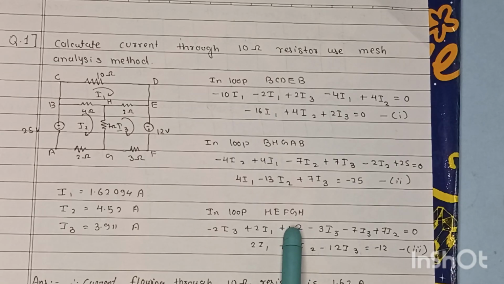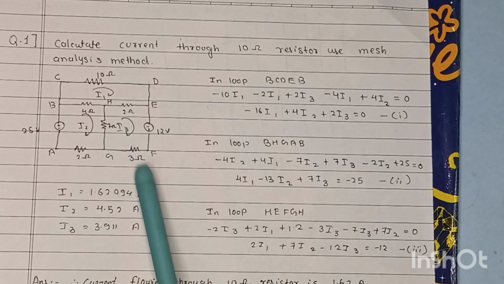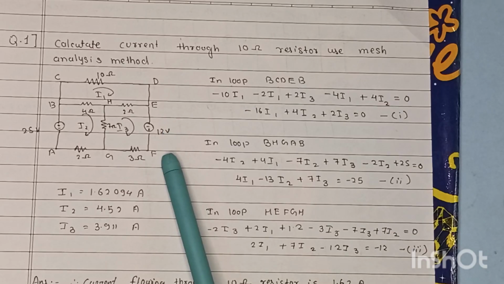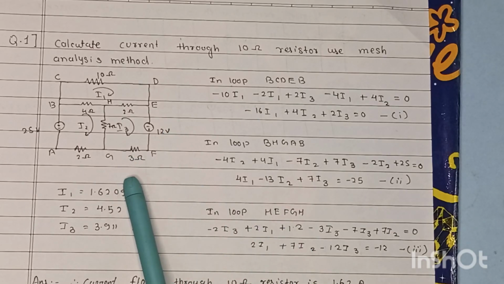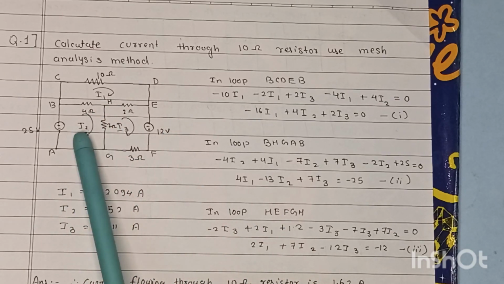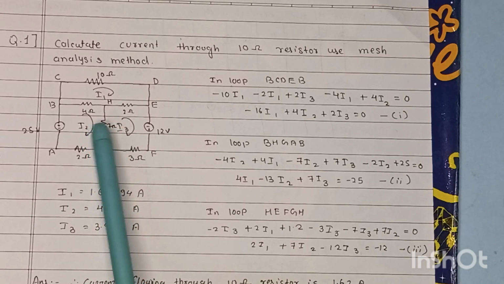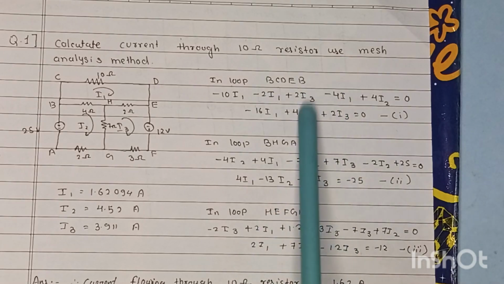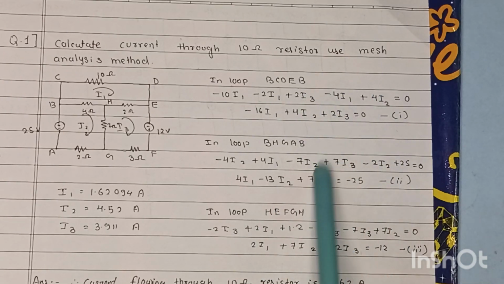So in loop 3 H, E, F, G, H: minus 2 I3 plus 2 I1 and this is your plus 12. Okay, minus 3 I3, then minus 7 I3 plus 7 I2 is equal to 0. Now solve it and you get the third equation. So you have 3 equations of 3 variables.